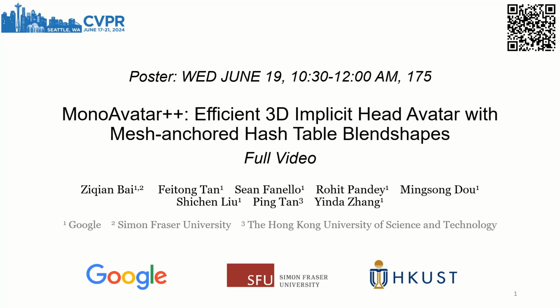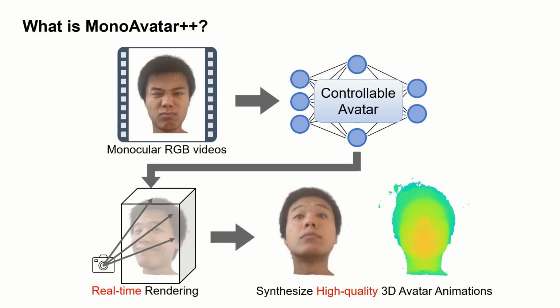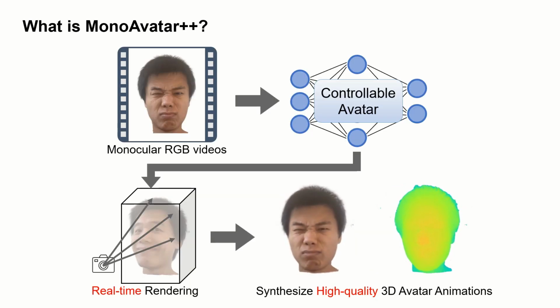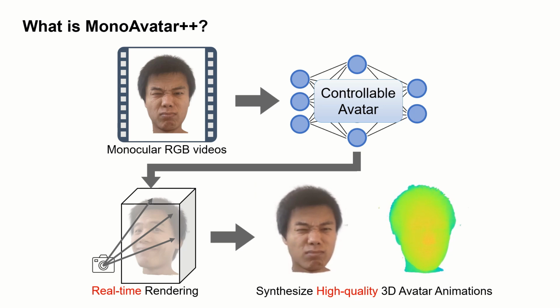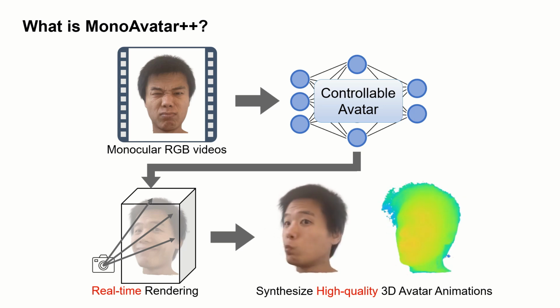In this video, we present our work, MonoAvatar++, efficient 3D implicit head avatar with mesh-anchored hash table blend shapes. MonoAvatar++ is a controllable head avatar built from monocular RGB videos. Our avatar can be animated and rendered in real time, and still synthesize high-quality 3D head animations.